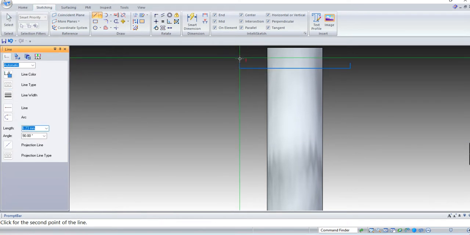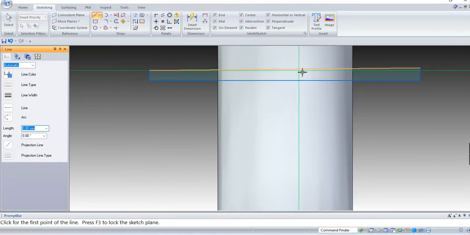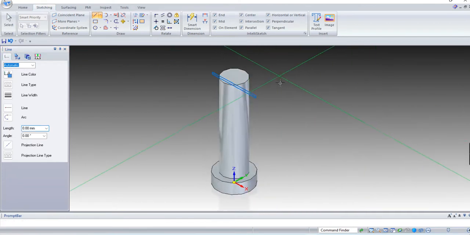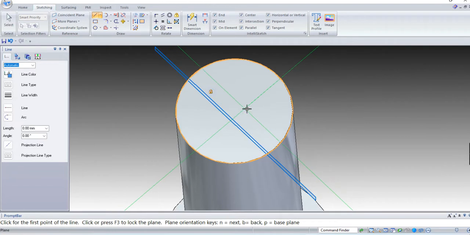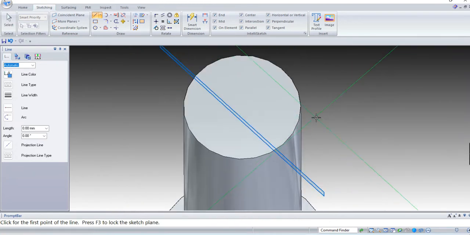Draw one vertical line. 4.8 divided by 2, that is 2.4. Draw one inclined line. So here we can see this is an inclined line. Now select isometric view. Sketch is exactly on the plane, front plane.